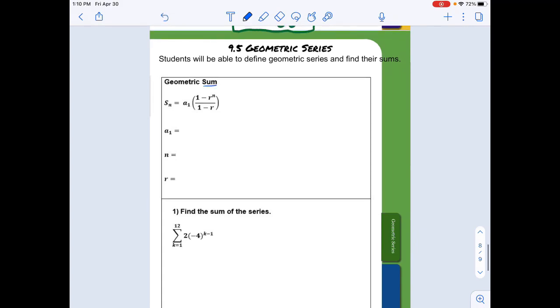So once again, the sum means that you are basically taking a sequence and adding up every term in the sequence to find the sum of the total thing. So we have our equation. You'll notice it's different from any other equation we have.